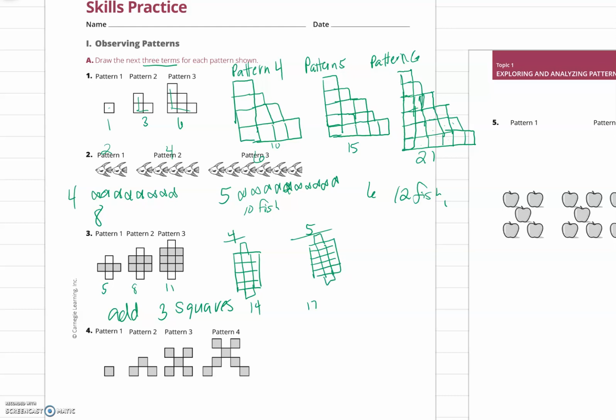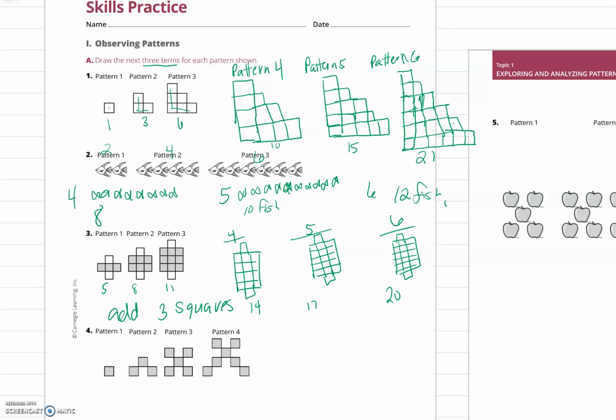So if we have 3, 6, 9, 12, 15, 16, 17, sweet. Number 6, we should have 20 squares. So 6 there in the middle with our 2 on the outside. 3, 6, 9, 12, 15, 18, 19, 20. Awesome.